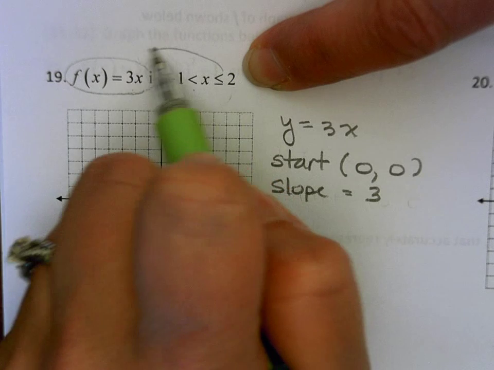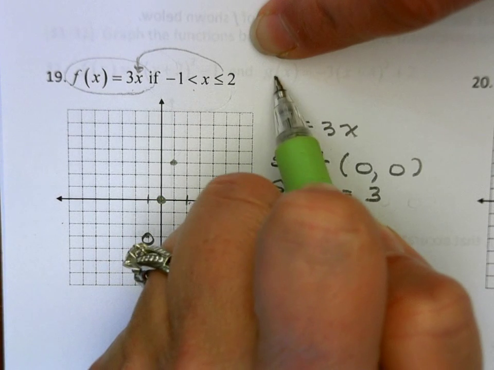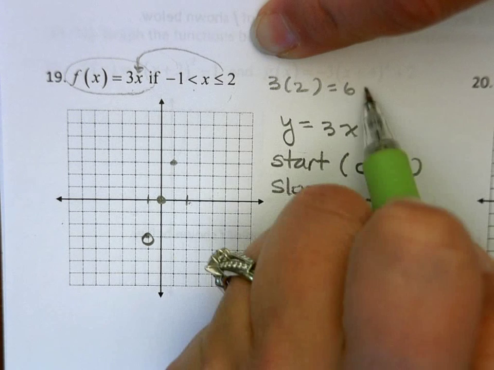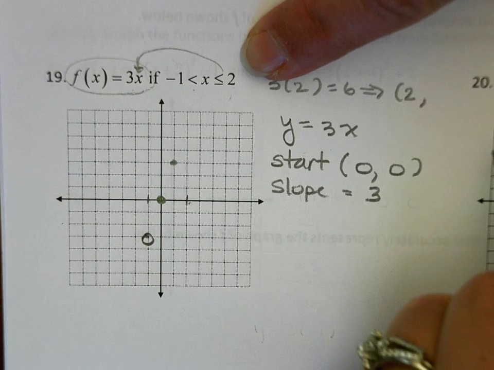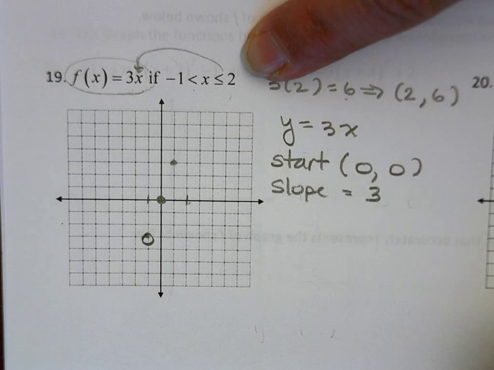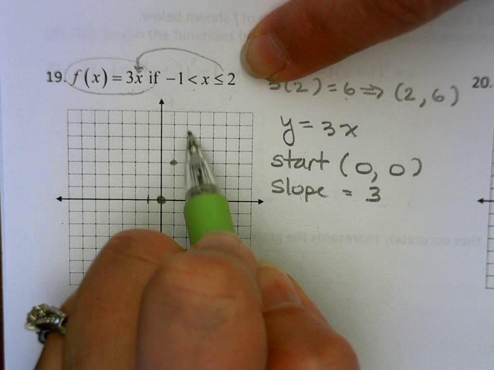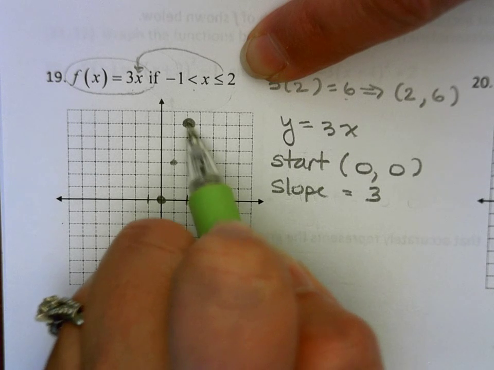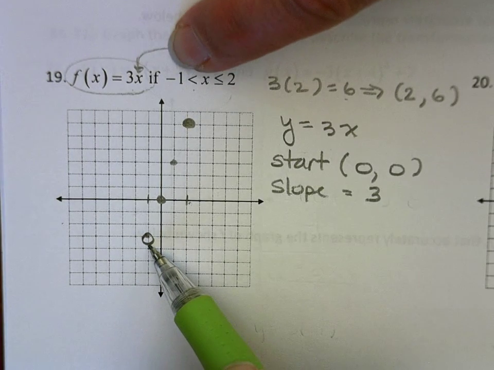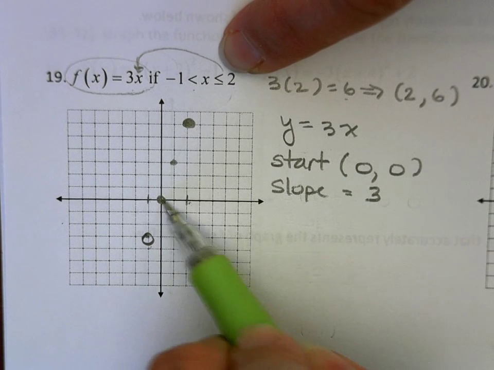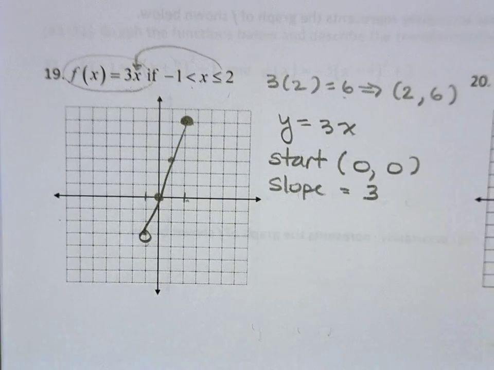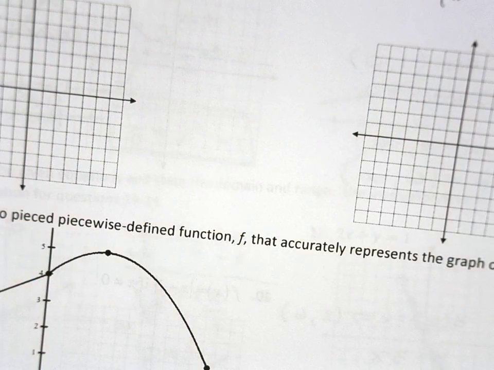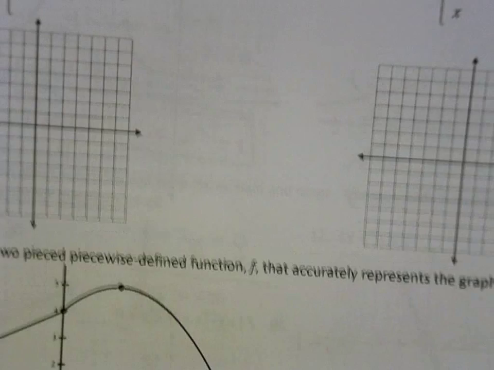So all I'm going to do is replace x with 2. So then that would be 3 times 2, which is 6. So that means when x is 2, because that's the number I substituted in, my y value is the result, which is 6. So over 2, and then up 6, and it's a closed dot. So that means I'm starting at -1, and I'm going until I get to 2. And then I just connect. Okay, so there's 19. Okay, let's flip the page to 21.